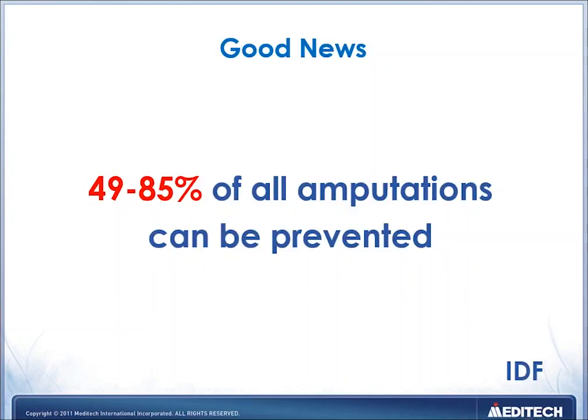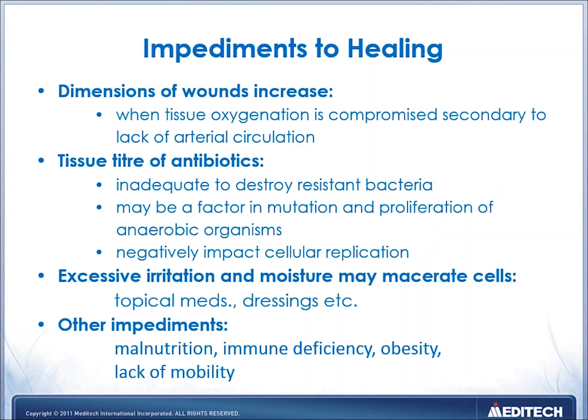So here's the good news. 49 up to 85% of all amputations can be prevented. So how can we do that? By eliminating contributing factors and finding simple but effective solutions to wound care. The dimensions of the wound increase, growing in the periphery, if there is an oxygenation compromise.